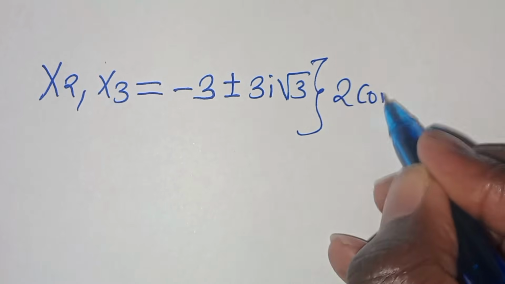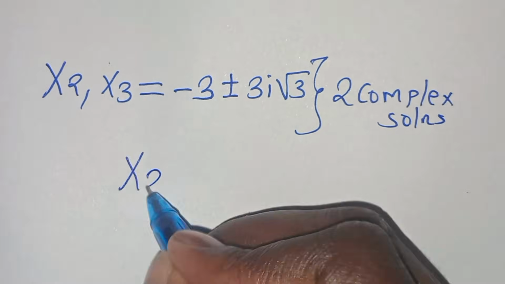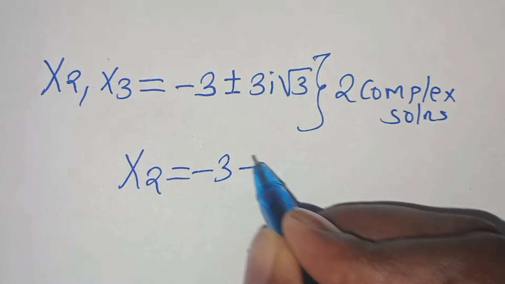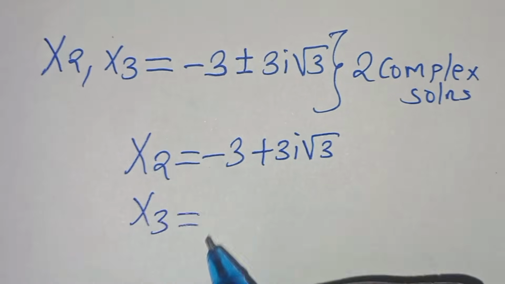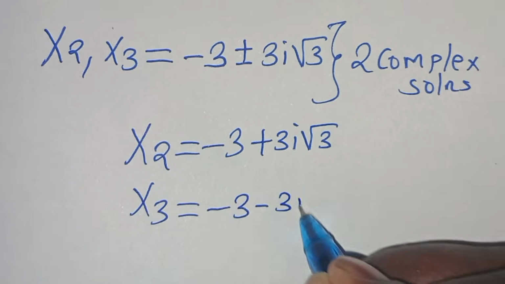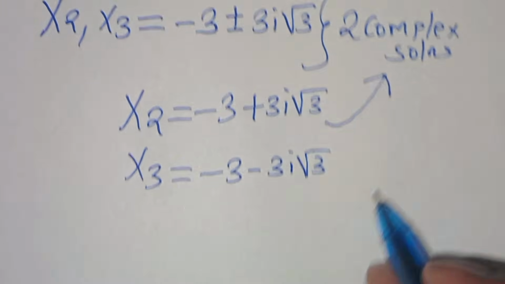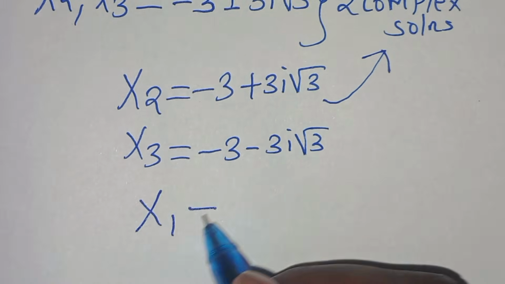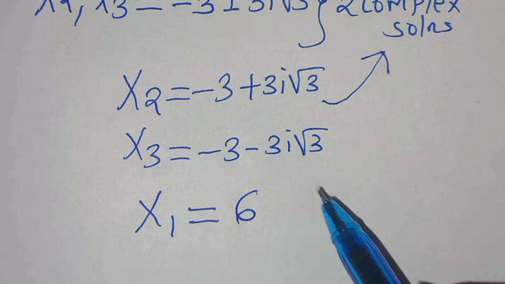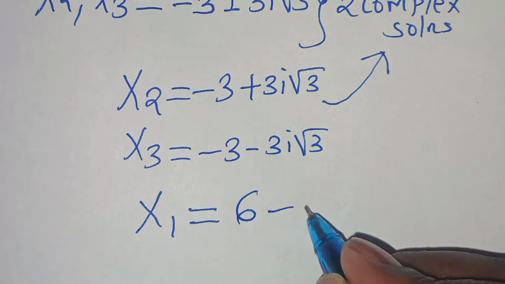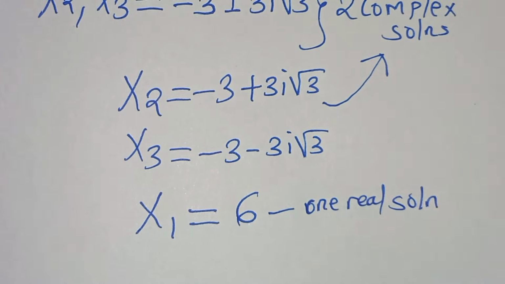These are two complex solutions. x2 is minus 3 plus 3i square root of 3, and x3 is equal to minus 3 minus 3i square root of 3. So these are two complex solutions, and we have only one real solution, which is x1, and this is equal to 6. So we have three solutions here: one real solution, and two complex solutions.